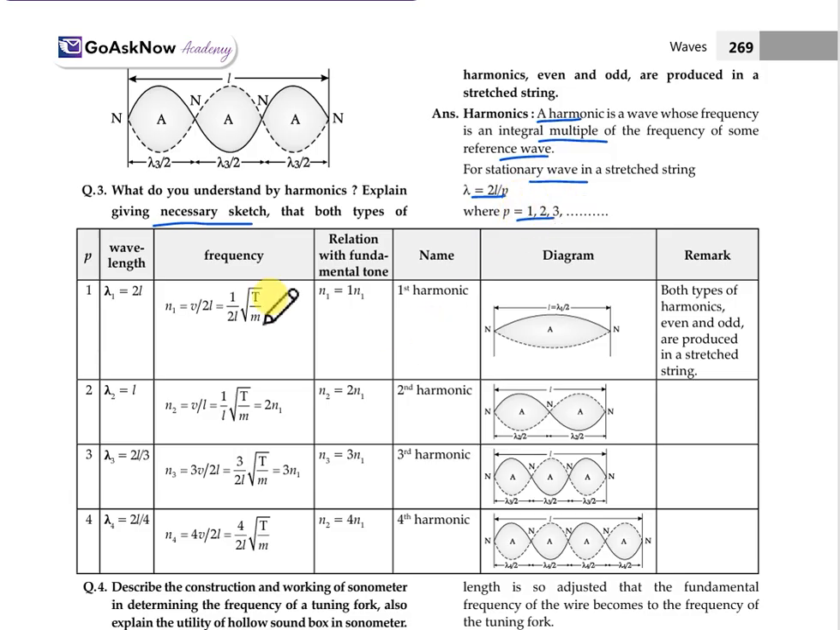So, for the different wavelengths: 2l, l, 2l by 3 and 2l by 4. The frequency equation for lambda 1 equals 2l is n1 equals v upon 2l, which is 1 upon 2l square root of T upon m. Here the relation with the fundamental tone is n1 equals 1 of n1. That's fine. This is the first harmonic. A diagram will look like this.